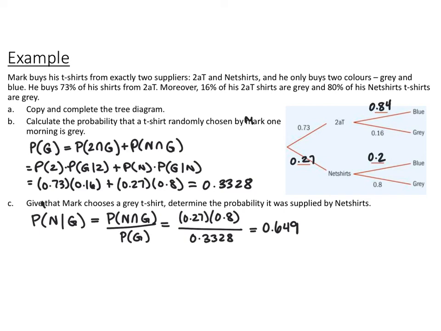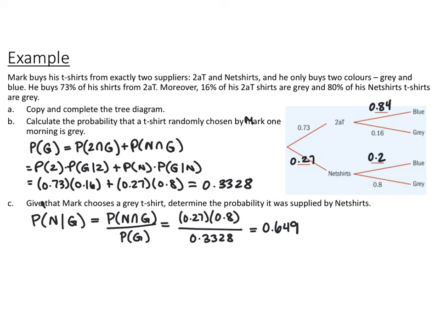Next, it says, given that Mark chooses a gray shirt, so we know he chose a gray shirt, we want to determine the probability that it was supplied by Net Shirts. So in 7.3, we said that the probability of a given, so N given G, is equal to the and divided by the probability of the second one, so the probability of N and G divided by the probability of G. So the probability of N and G is going to be the probability of N, 0.27, times the probability of G given N, so 0.8, and then divided by the probability of G, which we just found in part B, 0.3328.